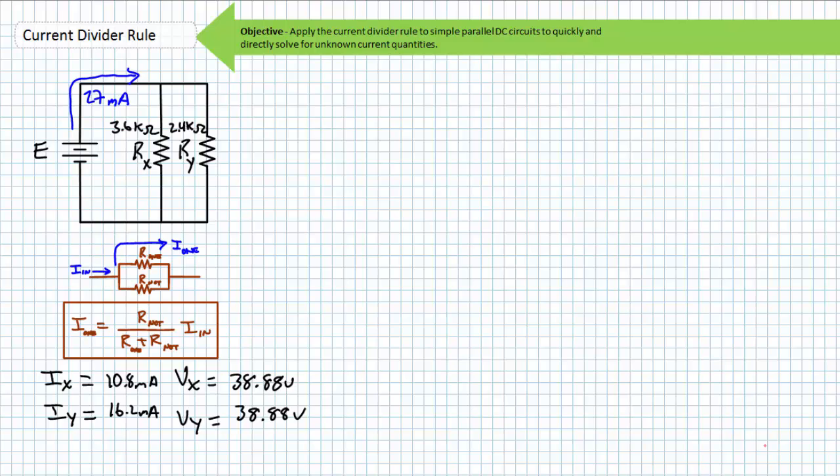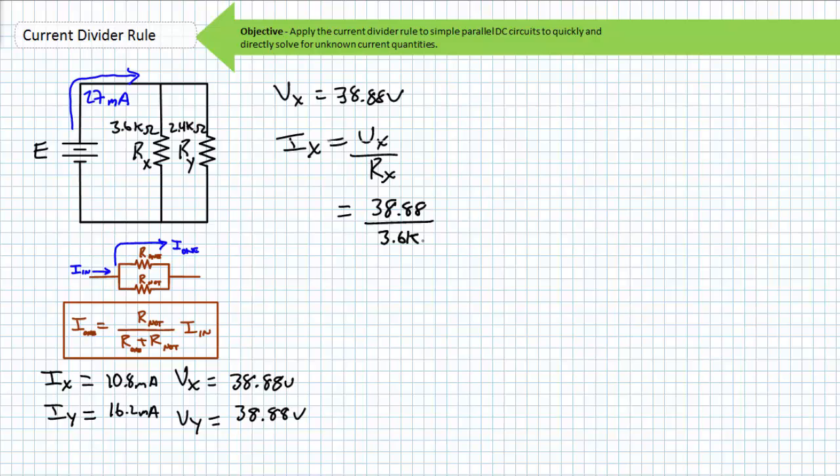Often a simple check of voltage across these 2 components and then a simple manipulation of Ohm's law to solve for current is far easier than using an ammeter in the CDR. In this case, a voltmeter would read 38.88 volts across the parallel combo of Rx and Ry, and then we use the resistance value of the respective resistor to solve for current through that resistor. If our voltmeter showed that Vx equaled 38.88 volts, the current through it is the voltage across it divided by its resistance. Substituting in the necessary values, we again find Ix to be 10.8 milliamperes.